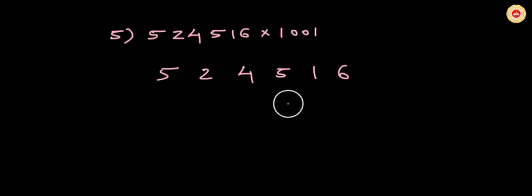First step is to form groups in the given multiplicand in such a way that every group will contain 3 digits and form the groups starting from right side, right to left.